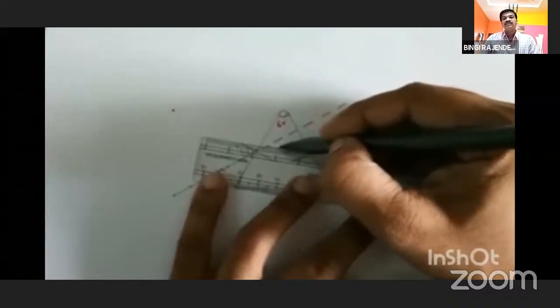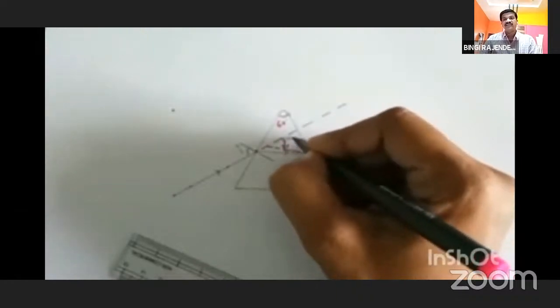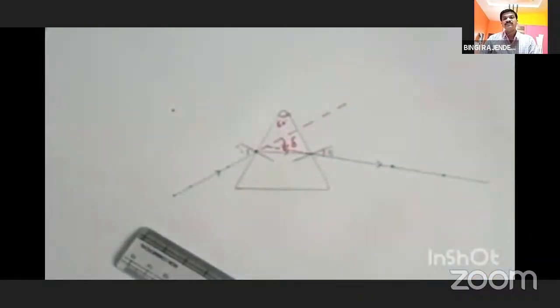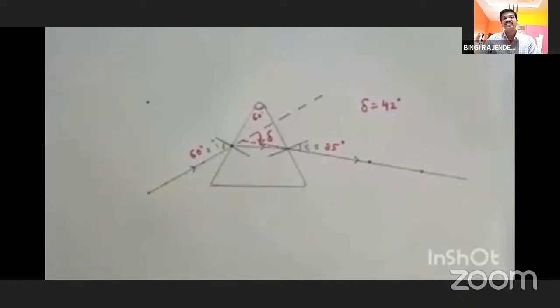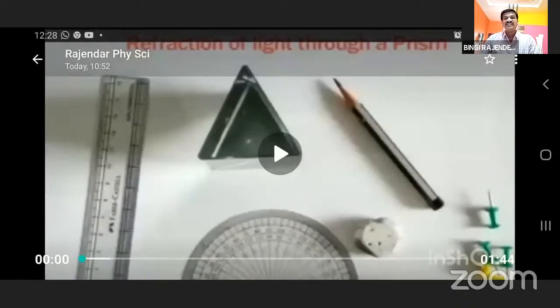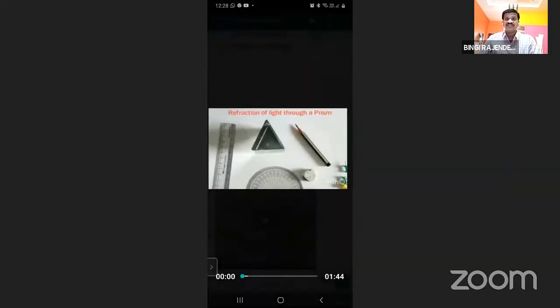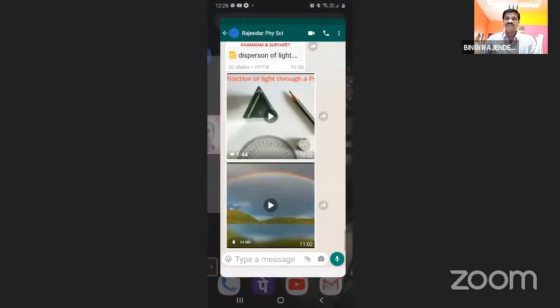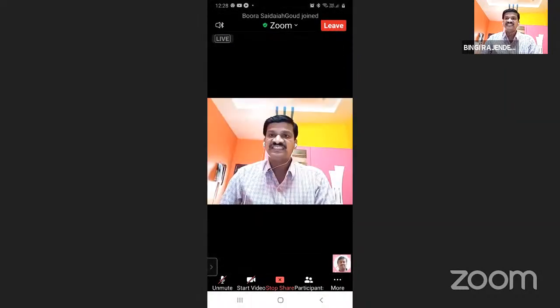This angle of deviation, Dm, we measure with the protractor. We get the angle as 42 degrees. The prism is equilateral, so we consider the angle of the prism as 60 degrees, and the deviation is 42 degrees. In this way, we do this experiment for 30, 40, 45, 50, 55, and 60 degrees, and fill the table in the textbook given as table 1.